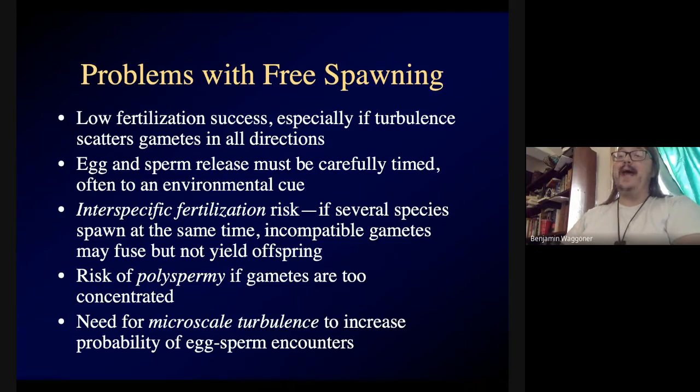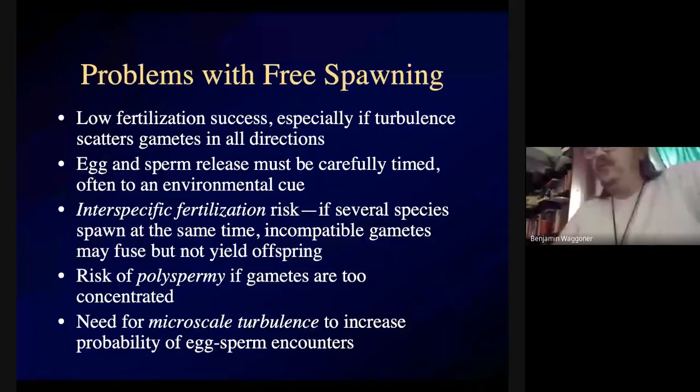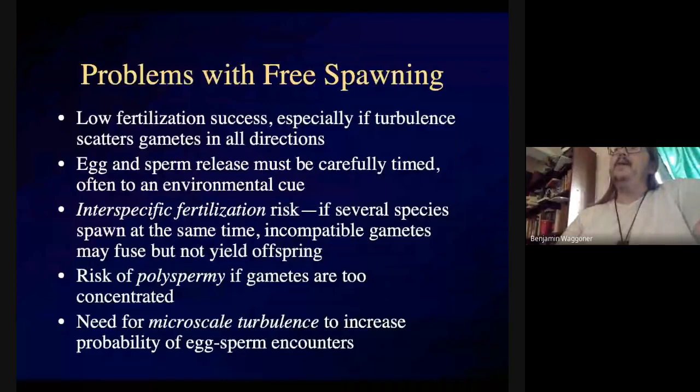So you need to have enough sperm to fertilize as many eggs as possible, but not so many that the eggs get completely overwhelmed and you end up with abnormal larvae that can't survive. You can increase the probability of egg-sperm encounters by boosting microscale turbulence.